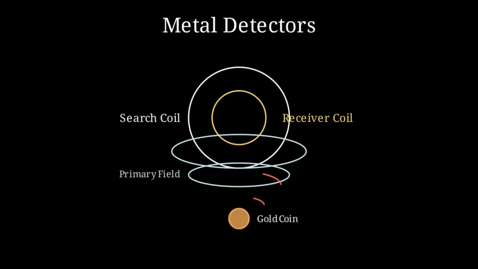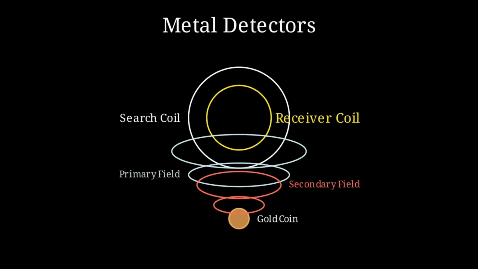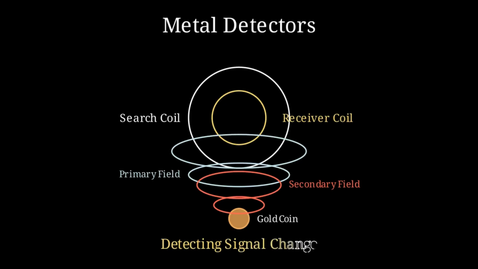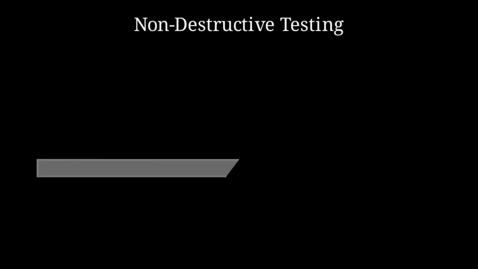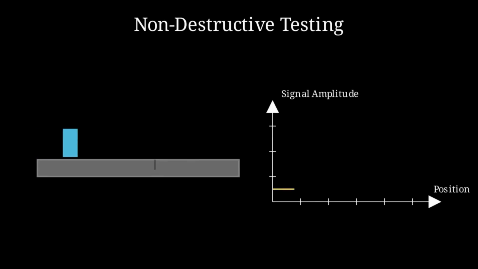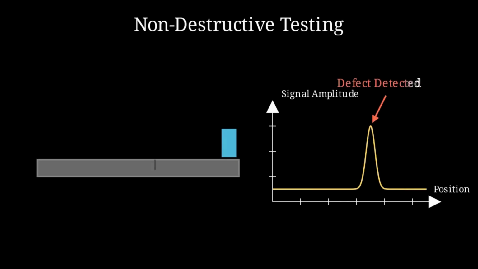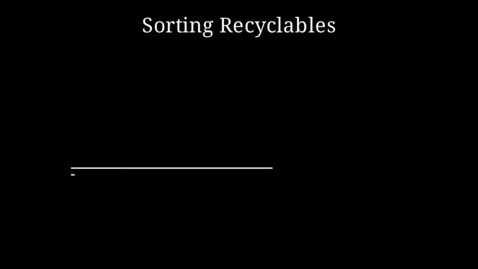When the device passes over a conductive object, the induced currents create a secondary field that the detector identifies as metal. In aviation and manufacturing, eddy current testing is used to find invisible cracks. A flaw in the metal interrupts the flow of the currents, causing a measurable change in the magnetic field that reveals the damage. Recycling centers use eddy current separators.